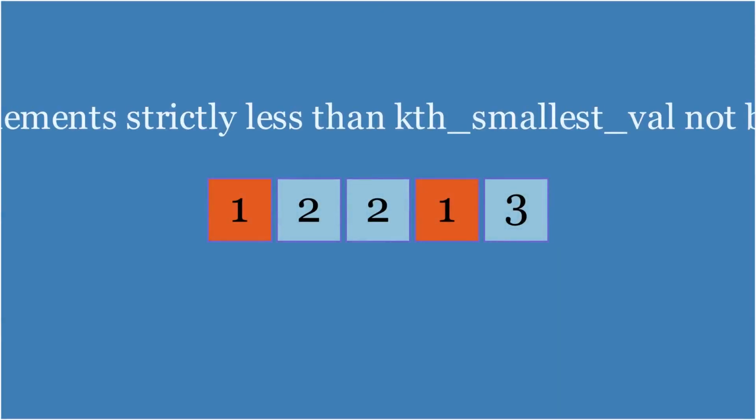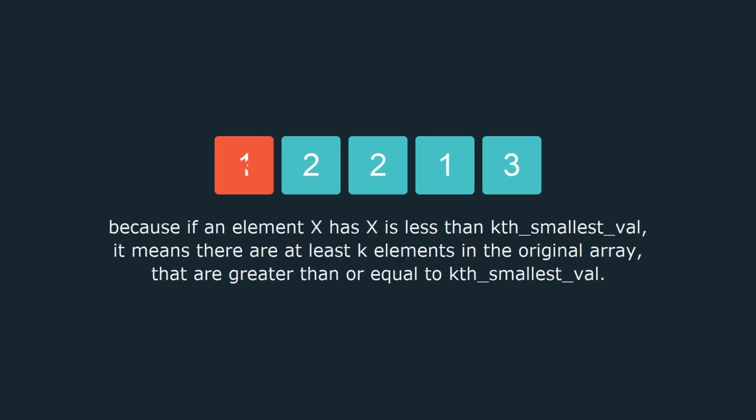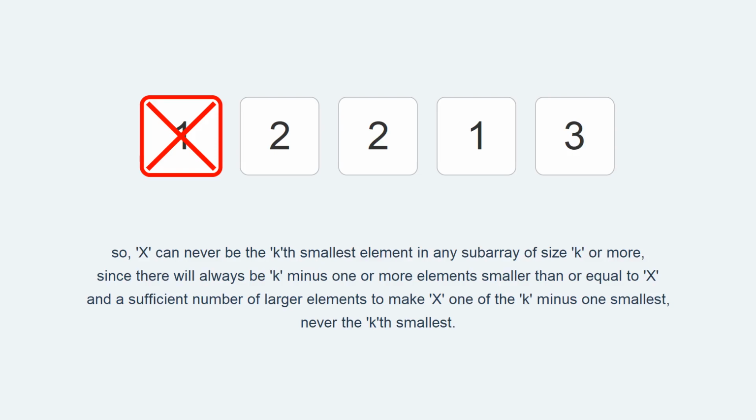Why can elements strictly less than kth smallest val not be deleted? Because if an element x has x less than kth smallest val, it means there are at least k elements in the original array that are greater than or equal to kth smallest val. So, x can never be the kth smallest element in any subarray of size k or more, since there will always be k minus 1 or more elements smaller than or equal to x, and a sufficient number of larger elements to make x one of the k minus 1 smallest, never the kth smallest.